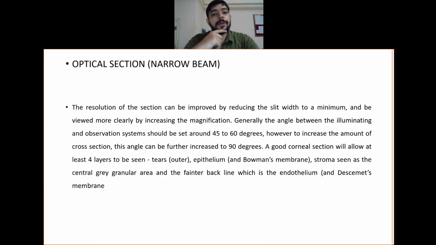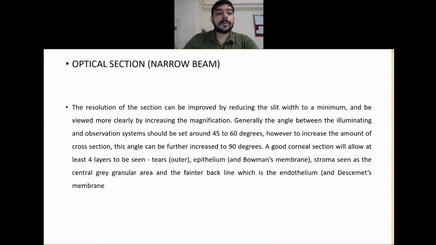So the next one will be optical section, or narrow beam. The resolution of the section can be improved by reducing the slit width to a minimum and it can be viewed more clearly by increasing the magnification.